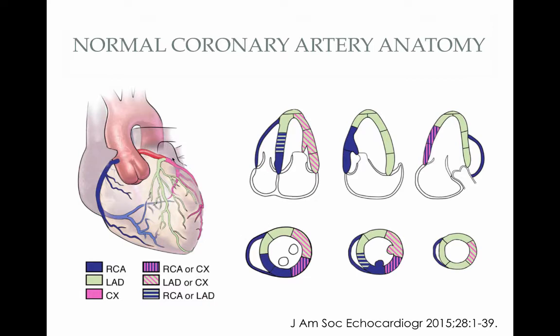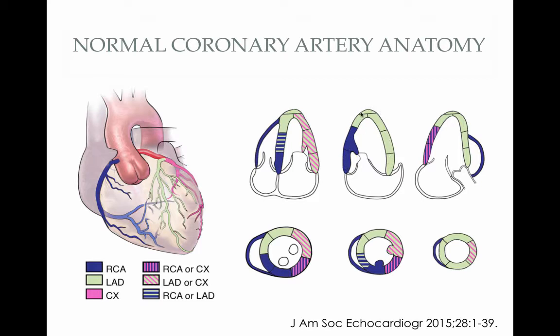So now we have these two coronary arteries. So we have the right coronary artery and the left coronary artery. And the left coronary artery is going to bifurcate into the left circumflex and the left anterior descending. And as we look at that, we can see that these are kind of color-coded. Now, these are those 17 segment models.